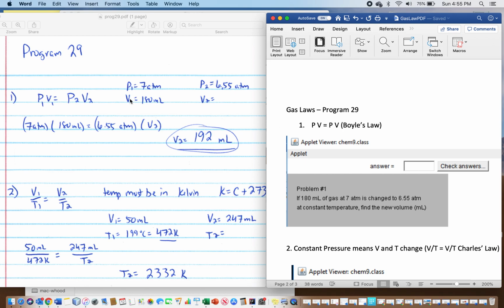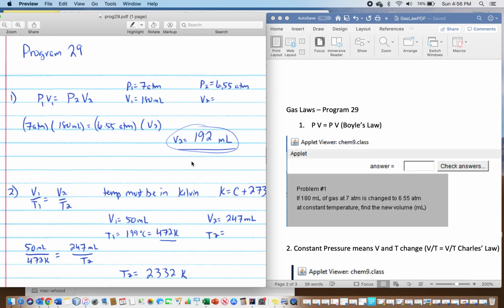Okay. So how do you work this problem? You write P1V1 equals P2V2. And it's just nice to write them over here to see this is 1 and 1, this is 2 and 2. So P1V1 equals P2V2. 7 atmospheres times 180 milliliters equals 6.5 times V2. And you can see if the pressure goes down to 6.5, the volume has to go up. You just multiply this times this, divide by 6.5. V2 equals 192 milliliters. PV equals PV is an inverse relationship. The rest of these relationships are going to be direct relationships.